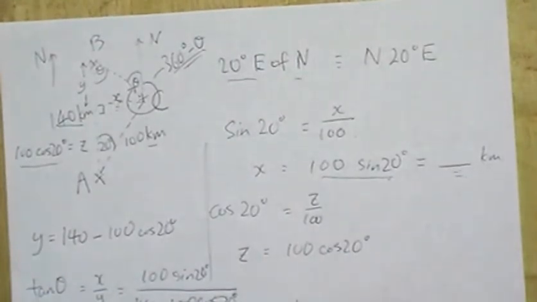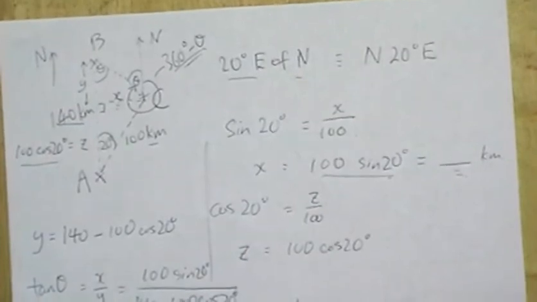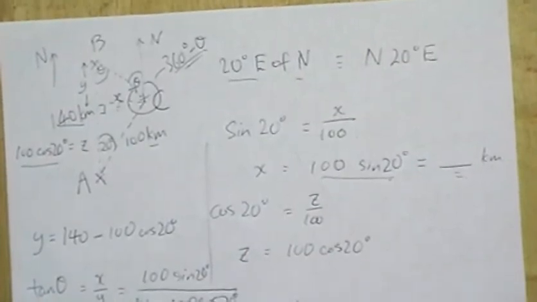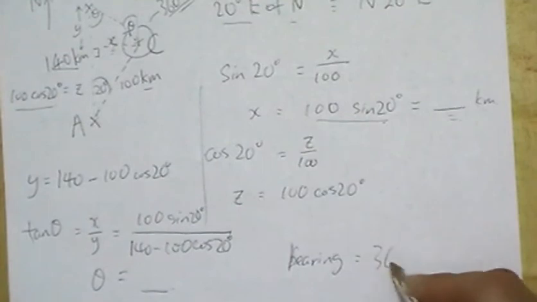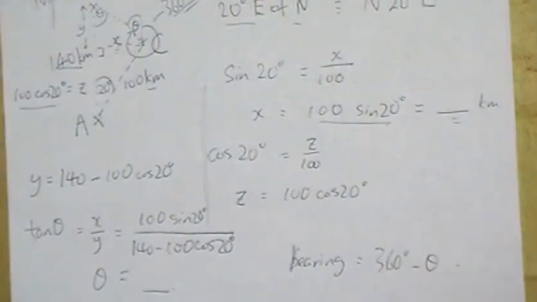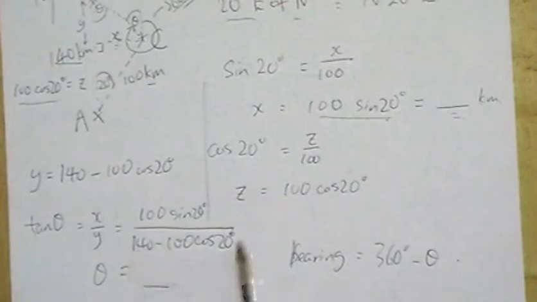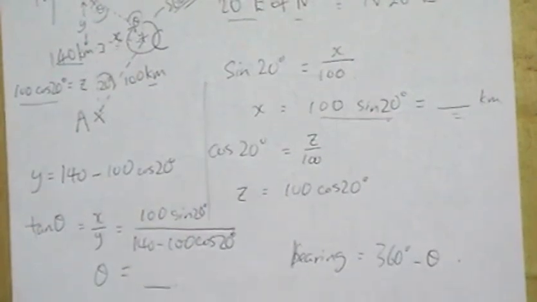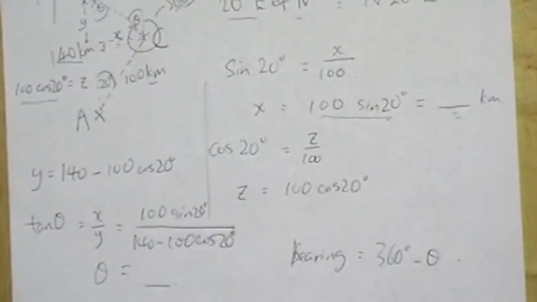The bearing is 360 degrees minus theta, after we have found theta from this expression using a calculator. Okay, we'll stop here.